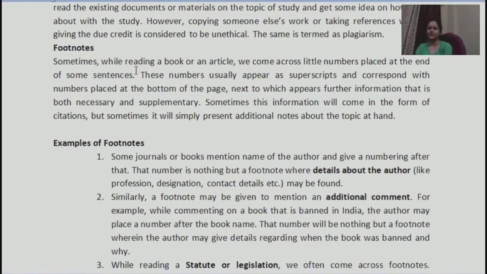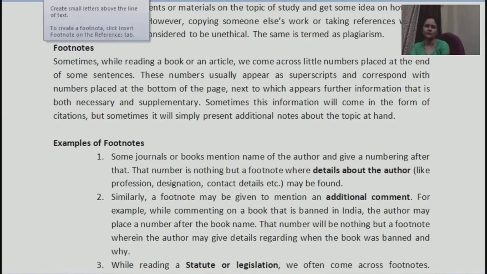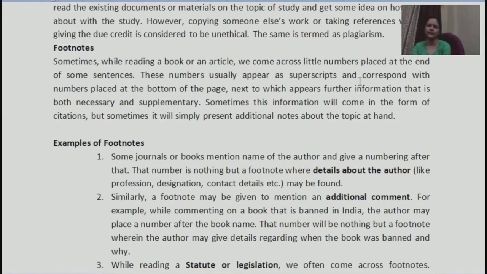So what is a footnote? We can explain it basically. Sometimes, while reading a book or an article, we come across little numbers placed at the end of some sentences. These numbers usually appear as superscripts. So we use this superscript option, and that number will correspond with numbers placed at the bottom of the page. Similarly, if here we are writing 1, 2, 3, then on the same page at the bottom there will be 3 notes, 1, 2 and 3. So note 1 refers to this one, 2 is this one, 3 is the other one.